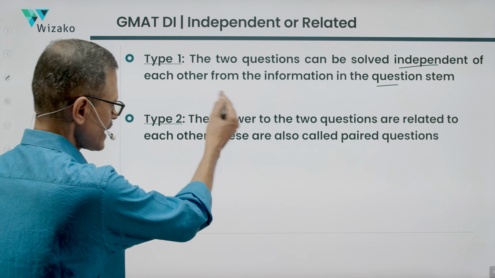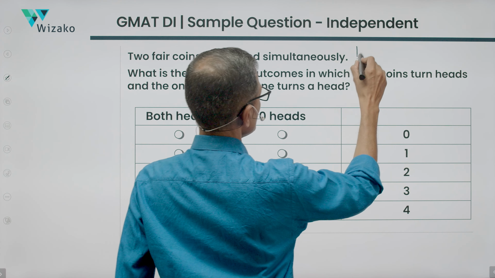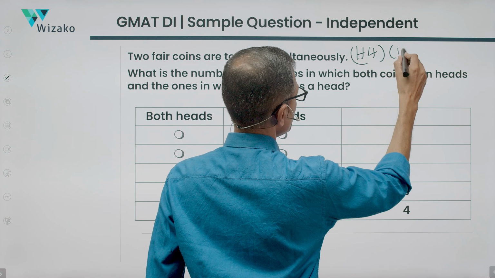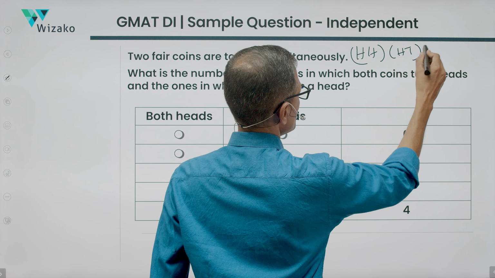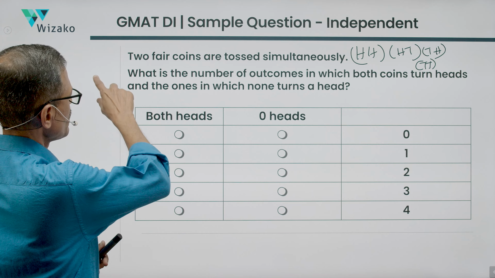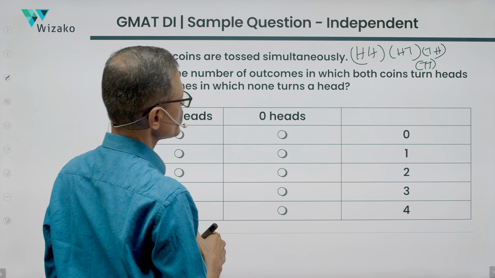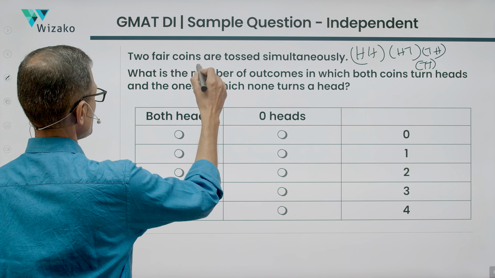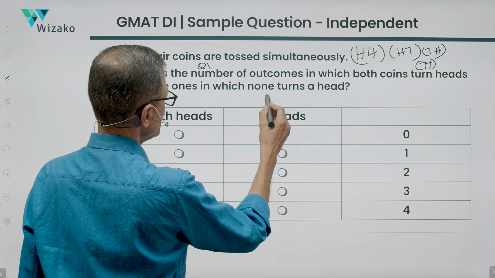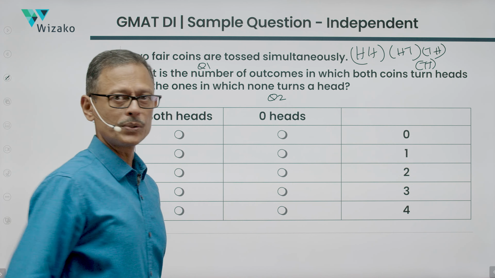Quickly run through a couple of more examples, one for each, right? Look at this one. Two fair coins are tossed simultaneously. Two coins are tossed. What could be the outcomes? Head, head, head, tail, tail, head, and then tail, tail. These are the outcomes that we have. What is the number of outcomes in which both coins turn heads? This is question one. And the ones in which none turns head, which is question two.